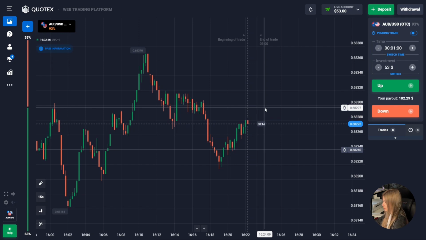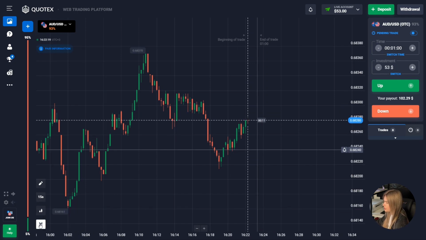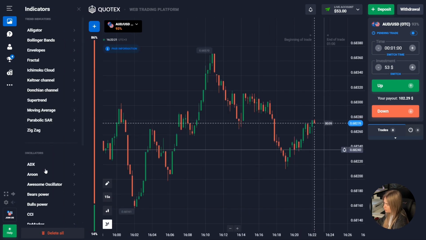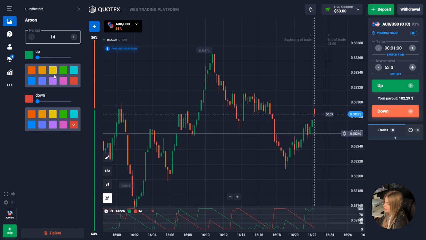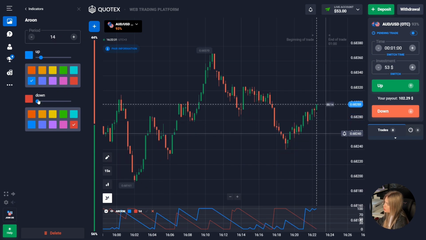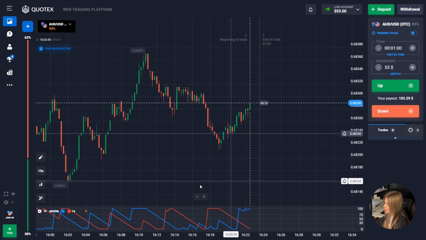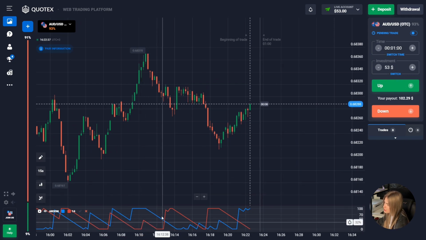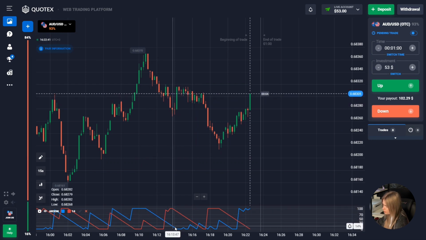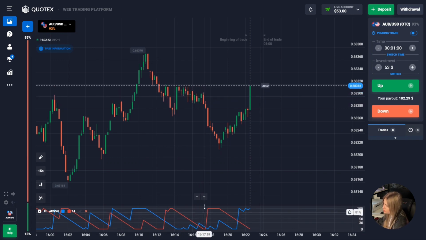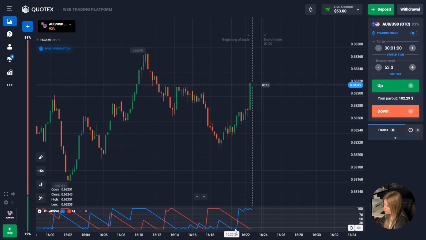So let's connect our indicator, guys. To do this I click on the tools tab and select Aroon Indicator. I'm changing some settings. I make the moving averages wider for a better display of the indicator on the chart. So, as you can see, this indicator is presented at the bottom of the screen and consists of a red moving average, which is responsible for the downtrend, and a blue moving average, which is responsible for the upward movement.